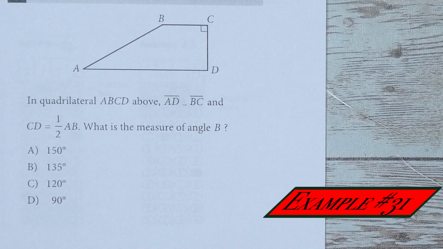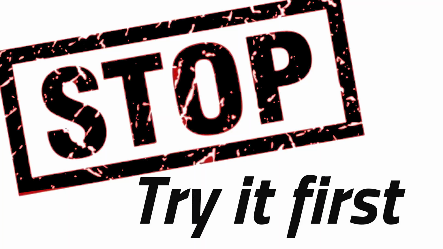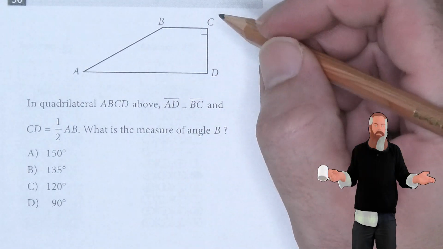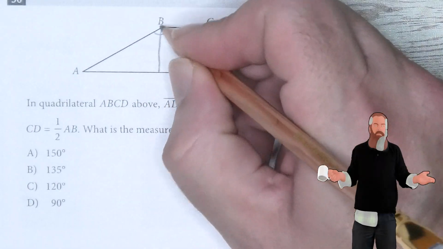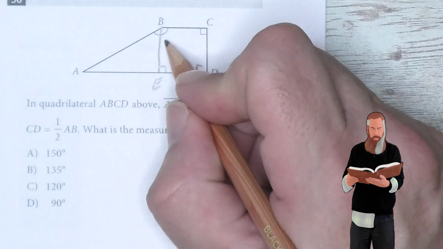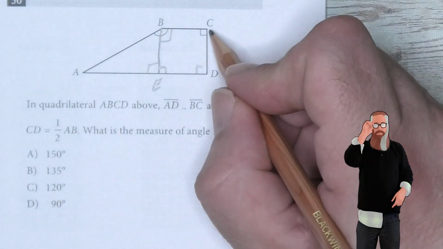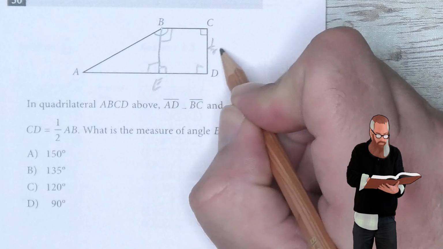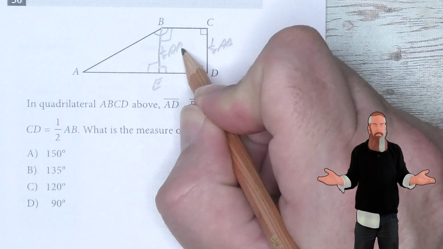In the quadrilateral ABCD above, AD is parallel to BC, and CD is 1/2 AB. What is the measure of angle B? So since we're trying to find out this total angle, and we know that this is 360 in total, let's drop a line down, create an E so that we have all of these right angles. It means this much right here is 90 and this much right here is 90. We know that CD is equal to 1/2 of AB. So this line here is also 1/2 of AB.